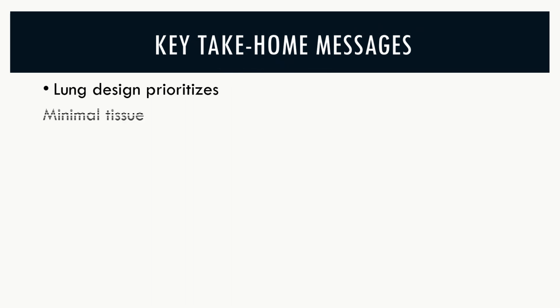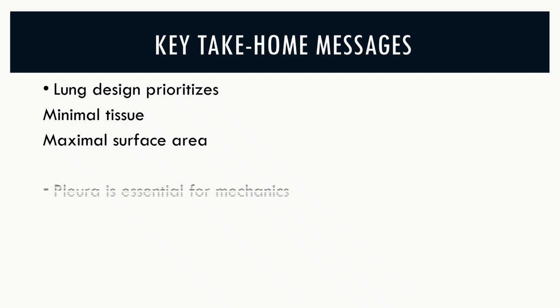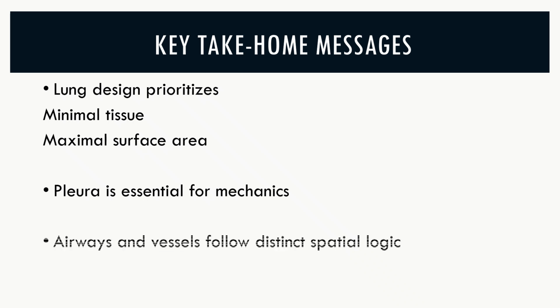In summary, the design of lung prioritizes minimal tissue and maximal surface area. The pleura plays an essential role in lung mechanics. Airways and blood vessels follow distinct spatial arrangements, and this structural organization explains many patterns of lung diseases.